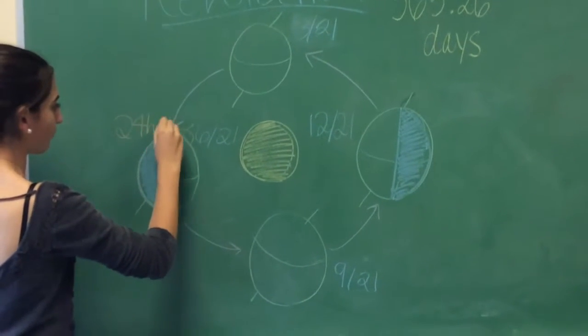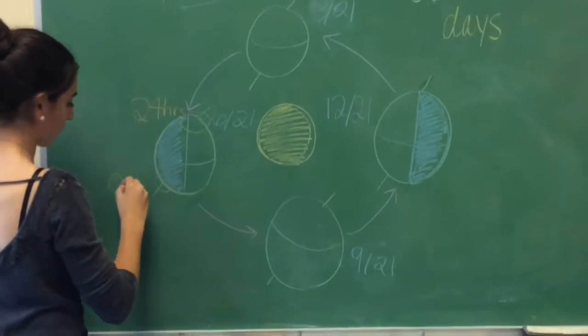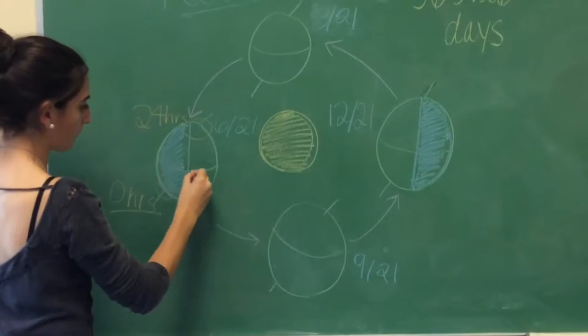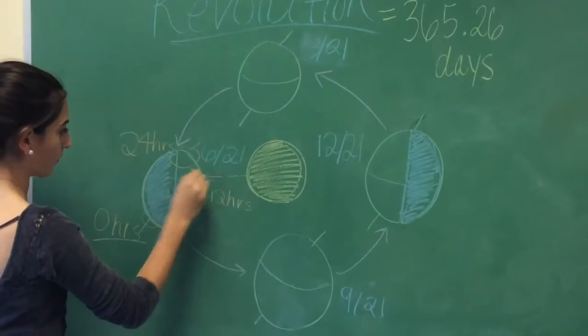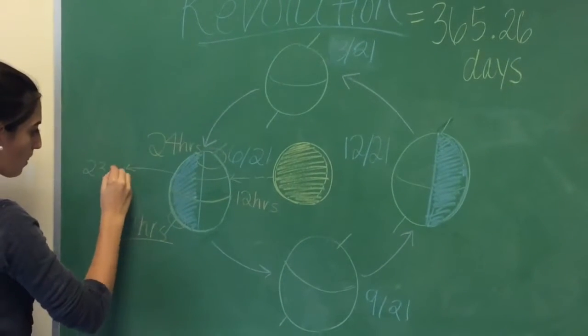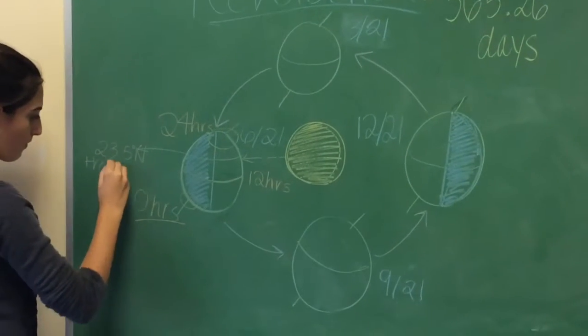On 6/21, the North Pole gets 24 hours of daylight, the South Pole gets 0 hours of daylight, and the equator gets 12 hours of daylight. The Tropic of Cancer is at 23.5 degrees north and gets direct insolation from the sun.